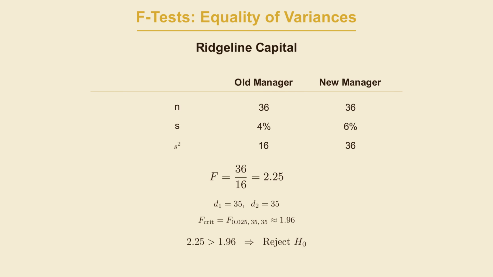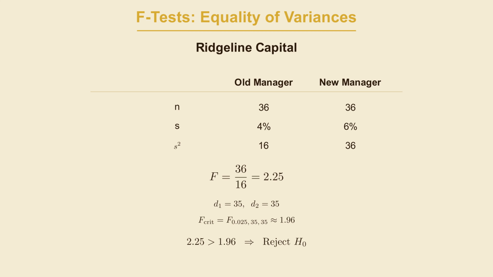Our F-statistic of 2.25 is larger than 1.96, so we reject the null hypothesis. The data provides enough evidence to conclude that the variance of returns changed after the new manager took over. And that's important for the Ridgeline investors. The average returns didn't change much, and a t-test on means would have missed this entirely.